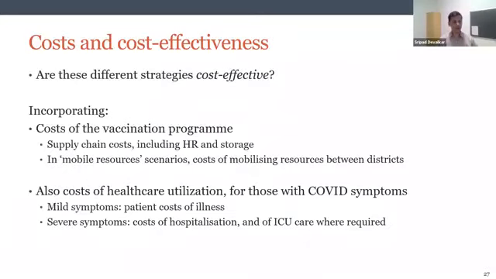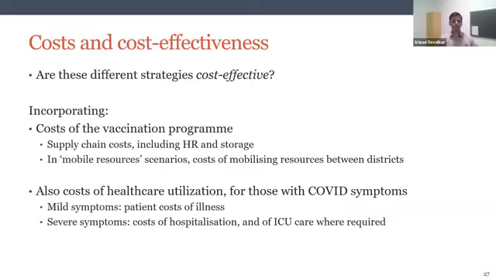I know that we're running out of time, so I'm going to conclude quickly. Finally, we've seen what the health outcome impact of the different strategies is. We've seen the cost impact. And what we are interested in is the cost effectiveness of these different strategies, right? What we include in our cost effectiveness are obviously the cost of delivering vaccines, which is the supply chain costs, and the cost of redeploying resources based on the scenario. And on the other side, we include costs of healthcare utilization for those who are infected.